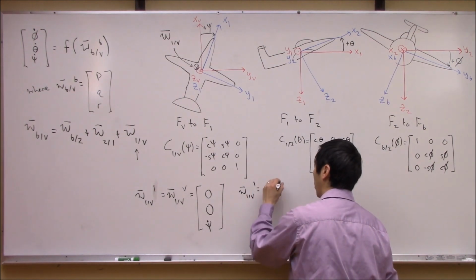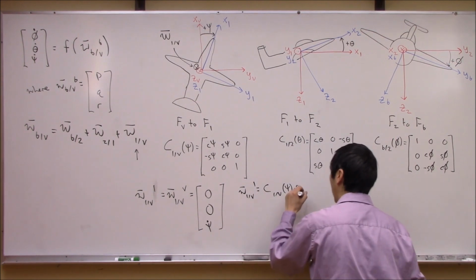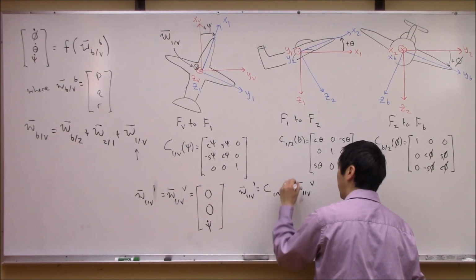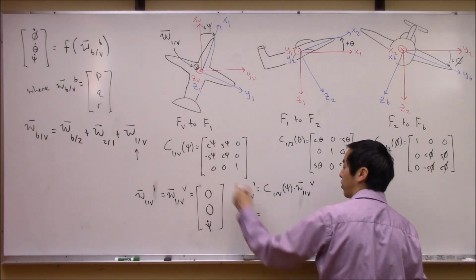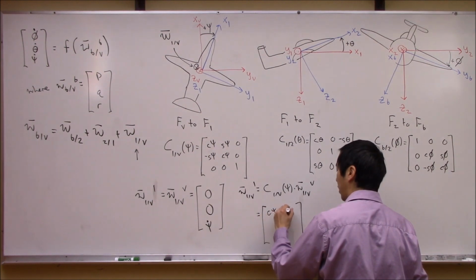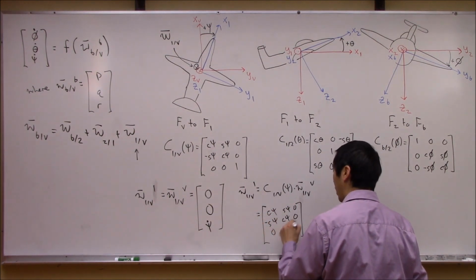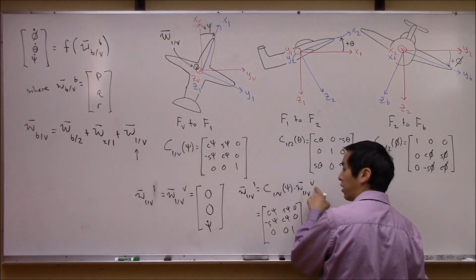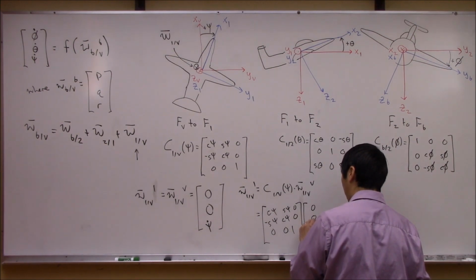isn't this C of v to 1 over psi times omega 1 with respect to v expressed in the v frame? That's how you would rotate it if we had to. Here's this matrix right here. It's cosine psi, sine psi, 0, minus sine psi, cosine psi, 0, 0, 0, 1. And what is omega 1 with respect to v expressed in the 1 frame? It's this guy right here, 0, 0, psi dot.